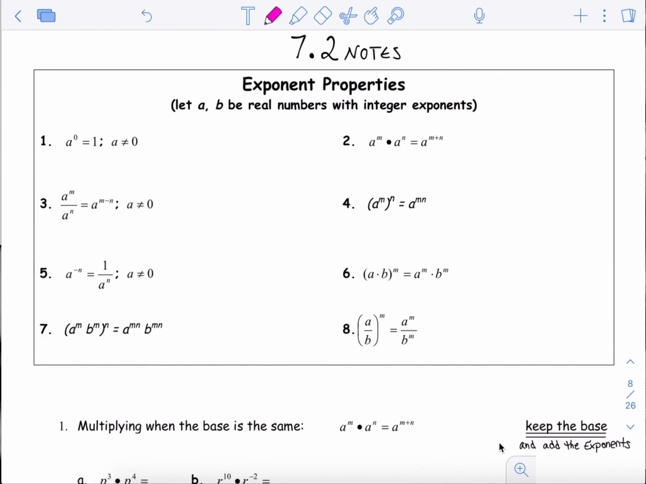I did link the Algebra 1 notes that go over these exact same topics at this exact same level. So if you feel like you need to see several more examples in order to tackle the problems, please feel free to watch that video even if you're not writing it down, okay?